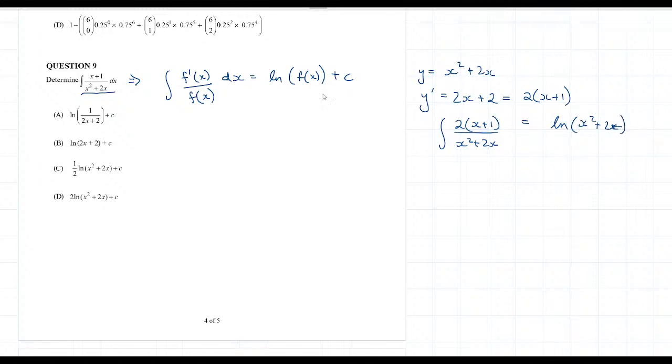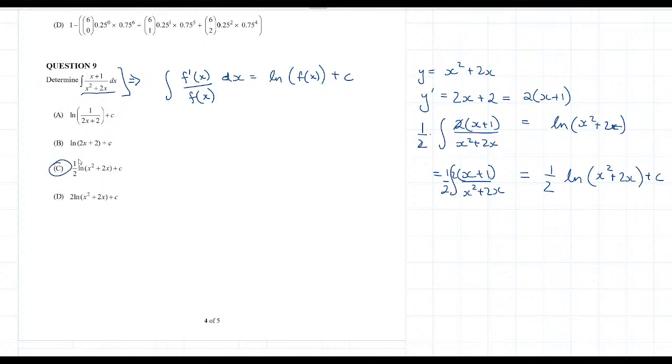Now the question we have is just half of this, because half of this equals x plus 1 over x squared plus 2x, because this 2 will cancel with that 2. And this is the question that we have here. So we can rewrite our question as the integral of half of 2 times x plus 1 over x squared plus 2x, which equals ln x squared plus 2x, but half of it, plus c.